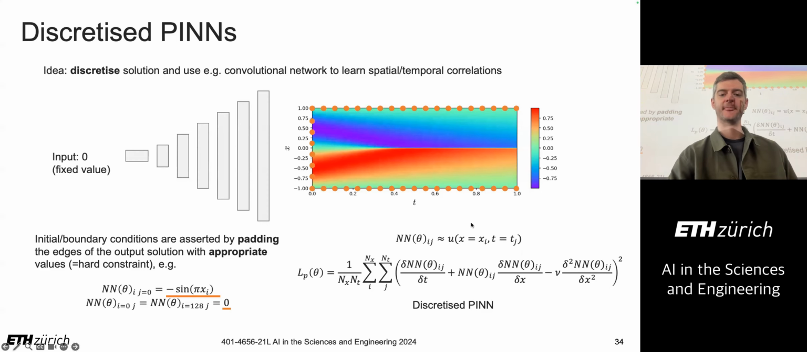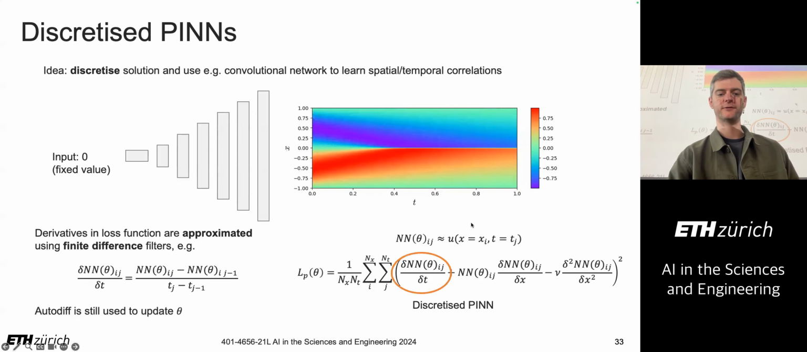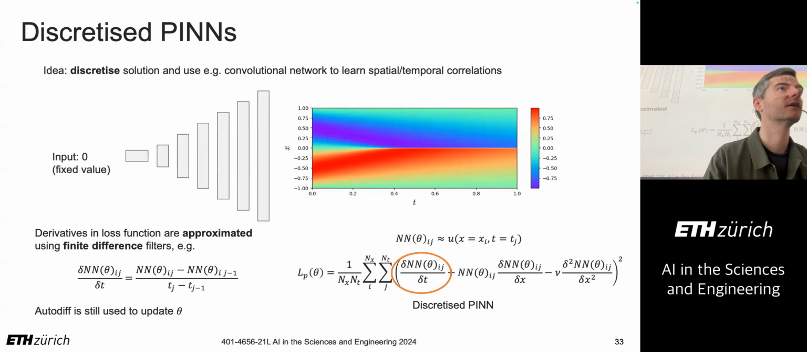So when we train this, we still use autodiff to update the weights. We're still using gradient descent to actually converge the algorithm. Now this depends on the mesh, and this is a limitation of this method.